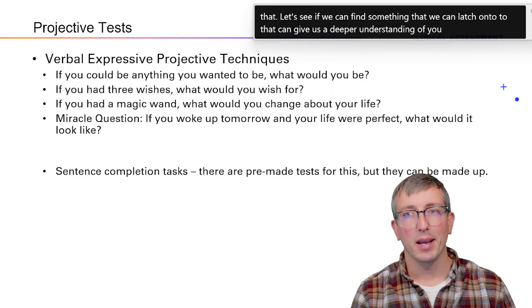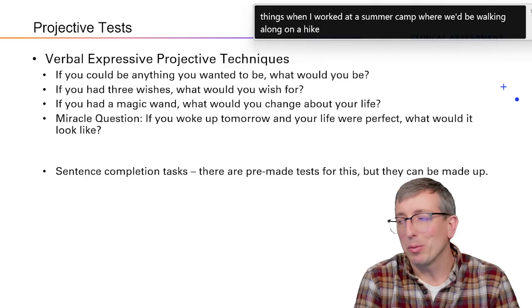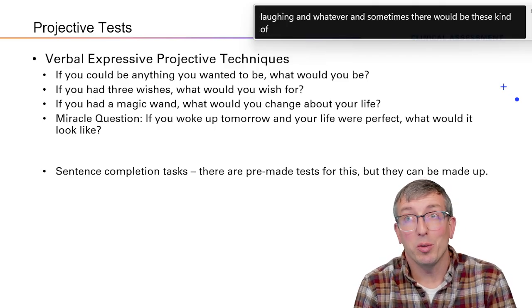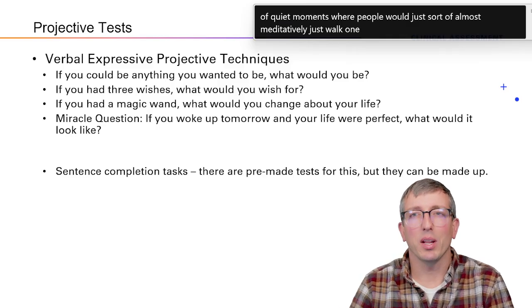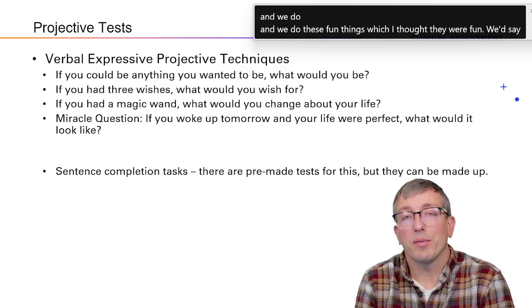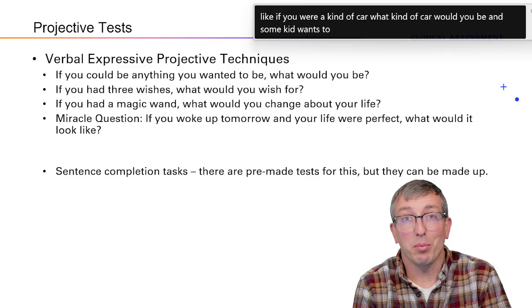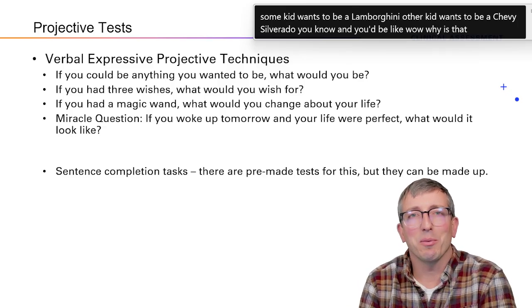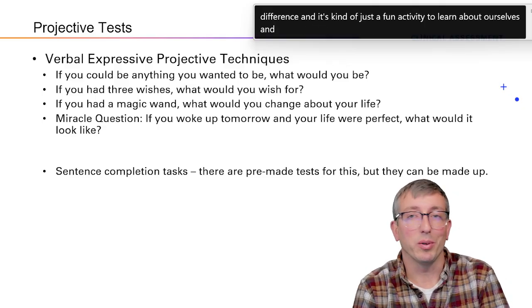I used to do these things when I worked at a summer camp where we'd be walking along on a hike and people would be goofing around and playing and laughing. And sometimes there would be these quiet moments where people would just almost meditatively walk one foot in front of the other. And we'd do these fun things, which I thought were fun. We'd say, well, if you were a kind of car, what kind of car would you be? And some kid wants to be a Lamborghini, other kid wants to be a Chevy Silverado, and you'd be like, wow, why is that? What's the difference? And it's kind of just a fun activity to learn about ourselves and other people.